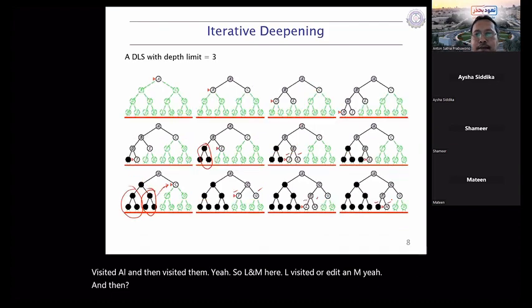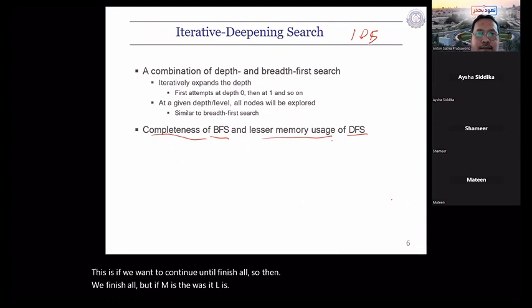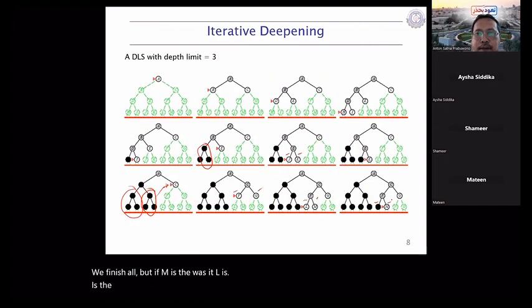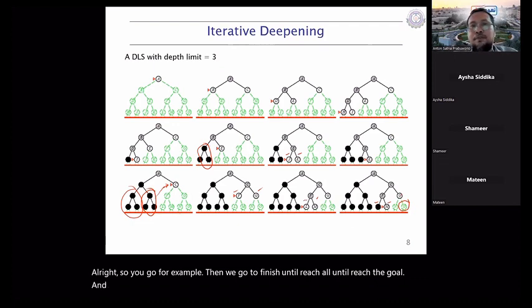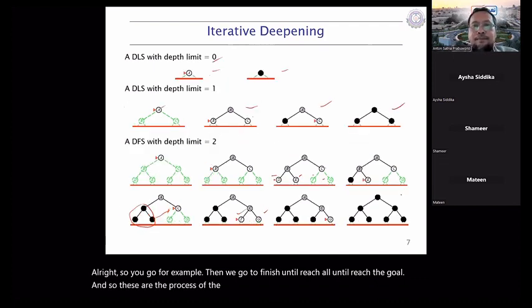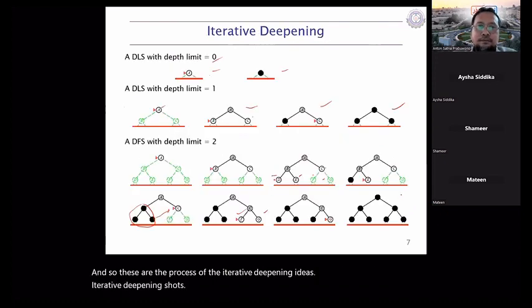If we want to continue until we finish all, then we finish all. But if L is the goal, then we stop at L. It depends on which one is the goal. If the goal is O, for example, then we go on until we reach O, the goal. These are the processes of iterative deepening search, IDS.